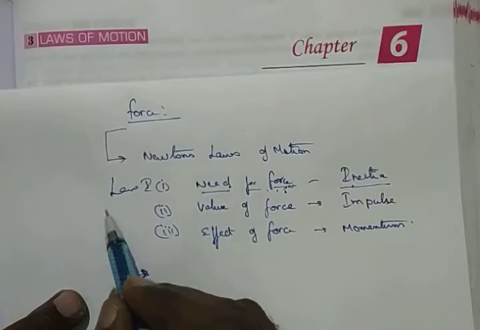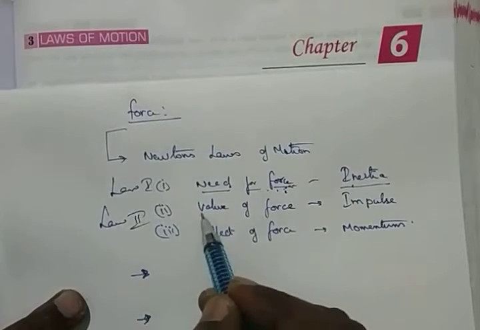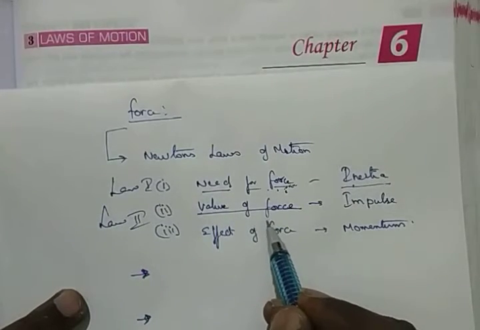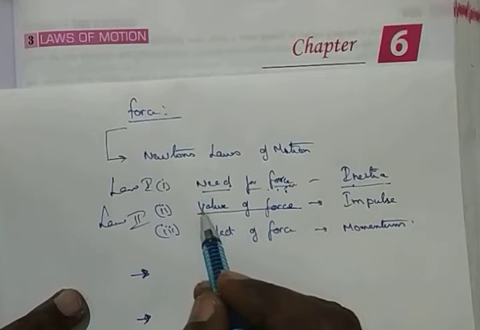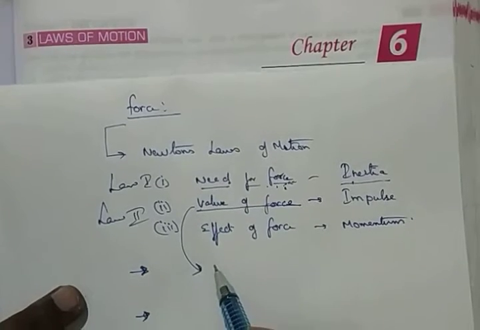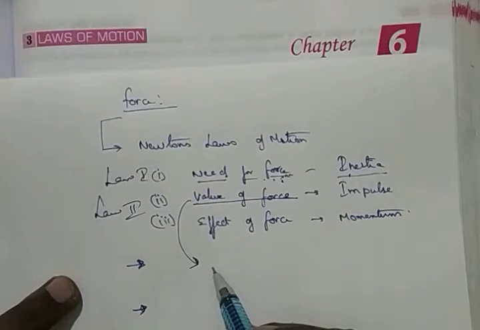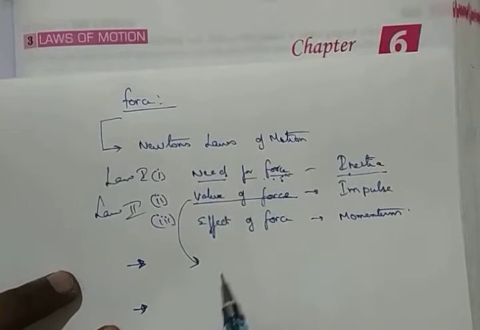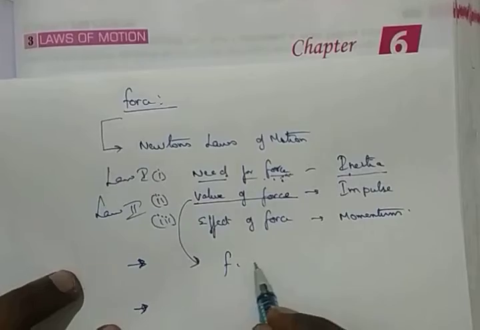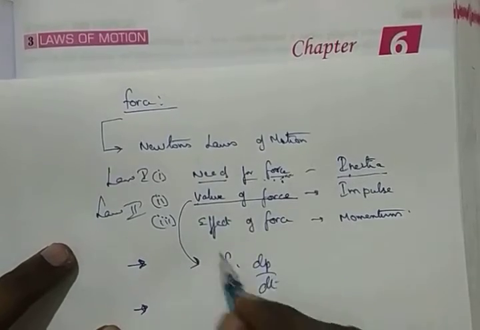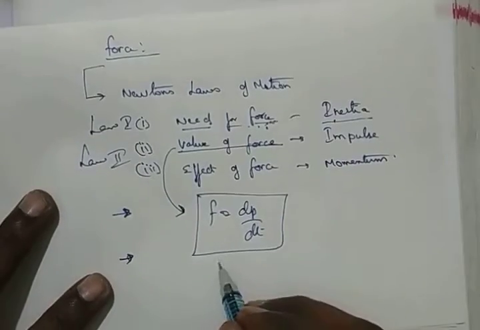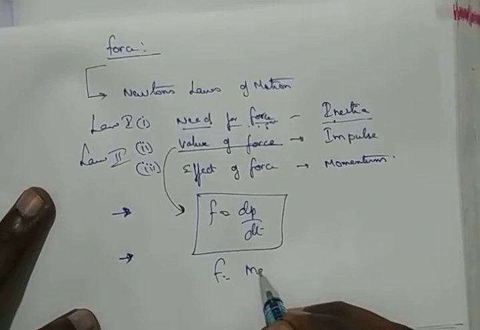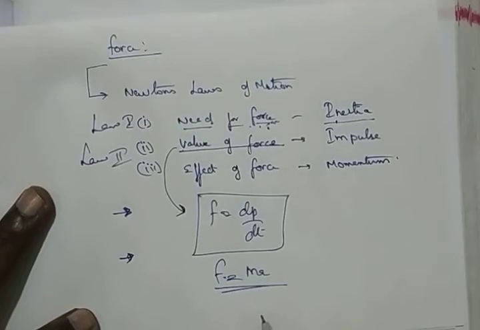Alright. Second law, law number 2, says the value of force. How much is the force? That is very important. The rate of change of momentum is directly proportional to the amount of force given, and it takes place in the direction of the force. So we take F equal to dP by dt. That is the main thing that we say. And also F is equal to mass into acceleration. That's the conclusion we make.